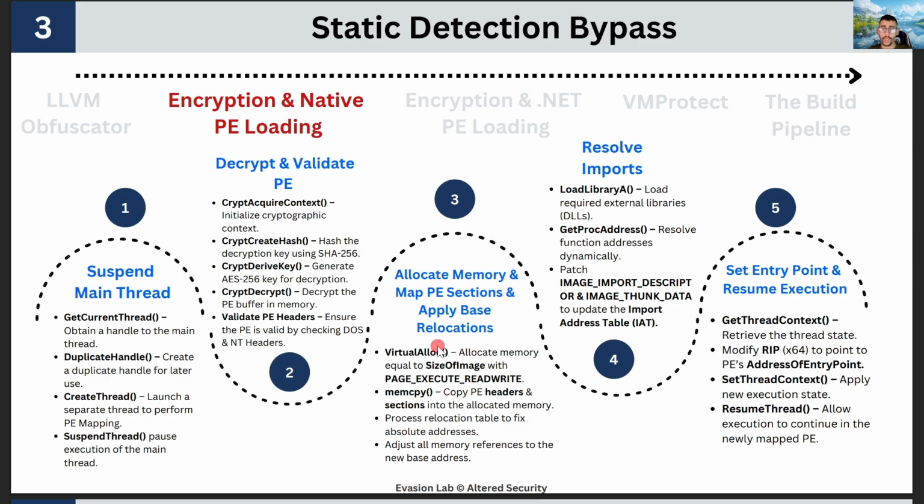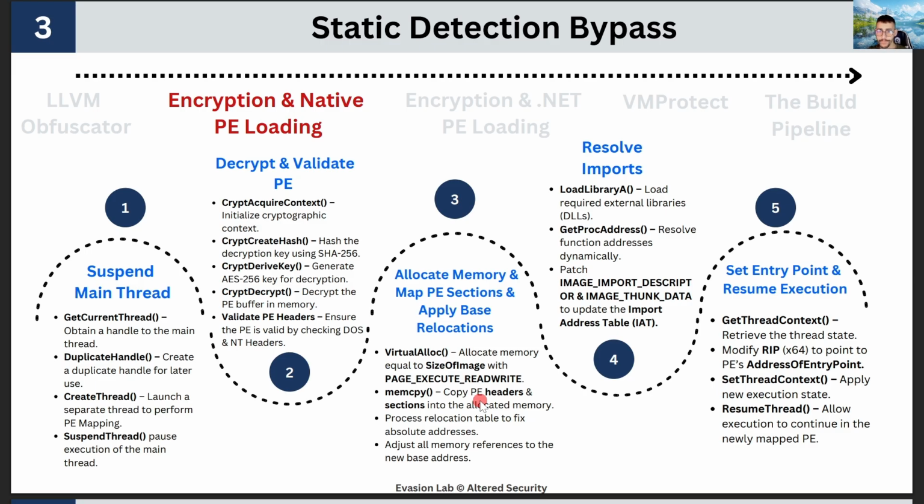So we call the VirtualAlloc API to allocate memory equal to the PE size of image, which is the Mimikatz size of image, with the memory protection of PAGE_EXECUTE_READWRITE. So RWX memory protection. Then we call the memcpy API to copy the PE headers and sections into that allocated memory.